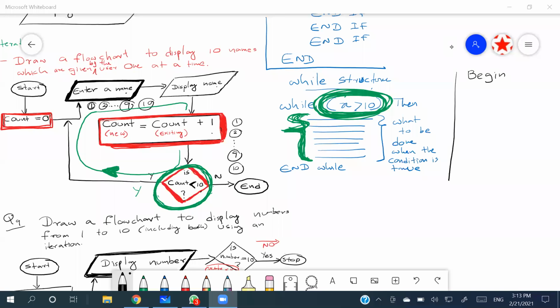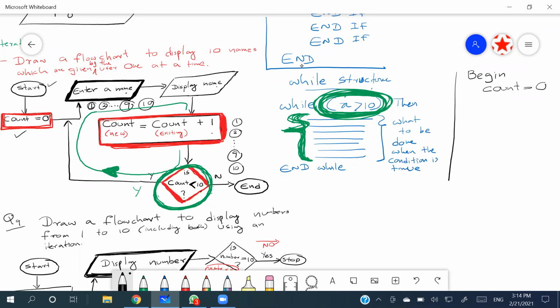Right? So we wrote begin and, yeah, okay, Hansa, thank you. Right, so we are taking count equals 0, right? So the begin is okay, count equals 0 is okay, right?